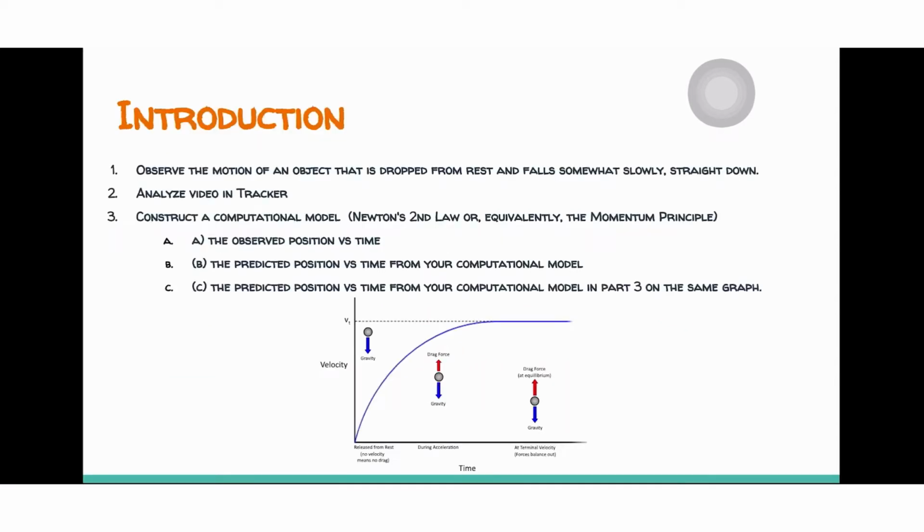So, as a bit of an introduction, we are going to observe the motion of a falling object, something that falls somewhat slowly, analyze that video in Tracker, and of course, create a computational model. We're going to talk about some things such as Newton's second law, the momentum principle, and a few other things we've been learning in physics such as drag force, terminal velocity, and gravity. We're going to observe the position versus time, also do that in a computational model, and let's get on with it.